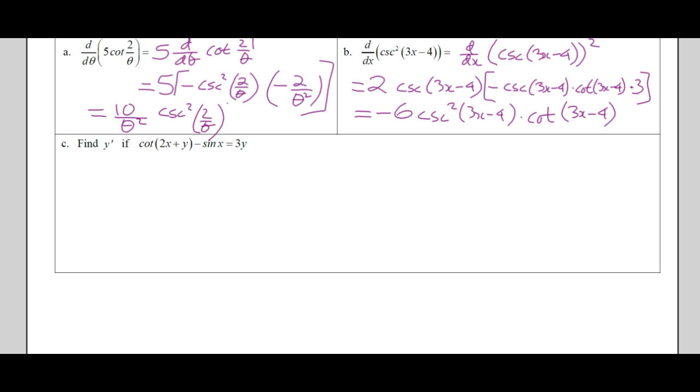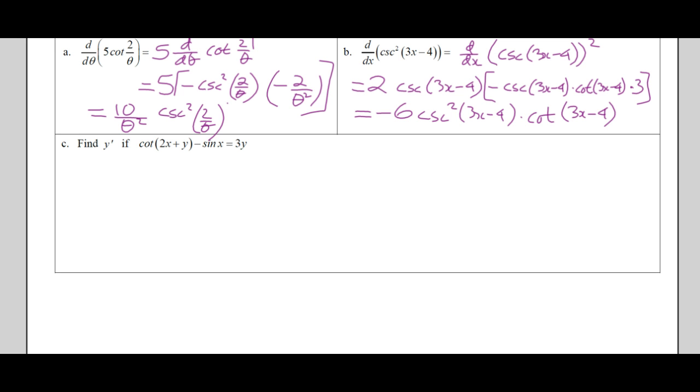Lovely. Okay, so this is going to be implicit differentiation, right? To do implicit differentiation, we do the derivative with respect to x of each of the 3 terms. So we've got cotan of 2x plus y, minus sine x, and 3y. So we do the derivative with respect to x of each of those. I'm not going to write y prime equals; as much as I want to, that's kind of a final step.